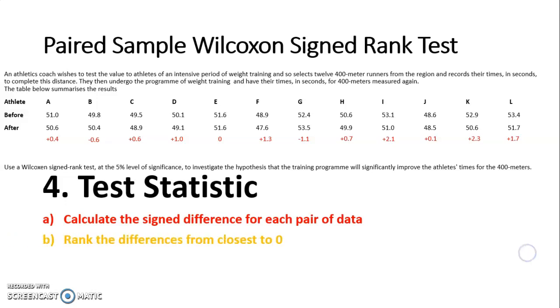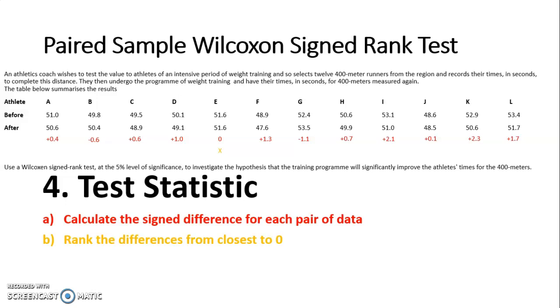So step 2 is where I use my ranking, and this is from the closest to 0 to the furthest away. If I have a difference of 0, as I do for athlete E in this example, unfortunately I can't use that to help me prove or disprove my hypotheses. So I have to discount athlete E from my data, so I'm just going to put an X next to him or her. So again, you might want to pause the video here to see if you can rank this data correctly.